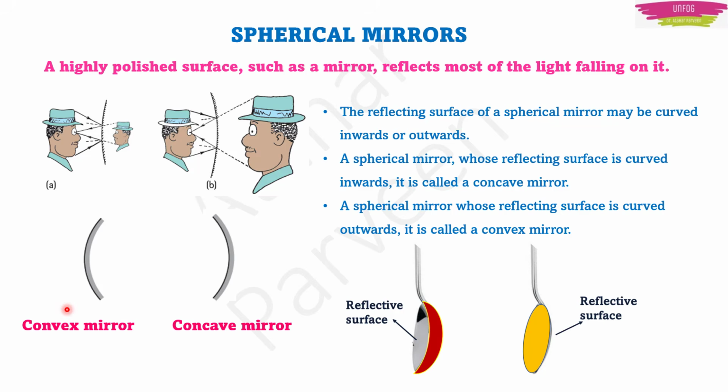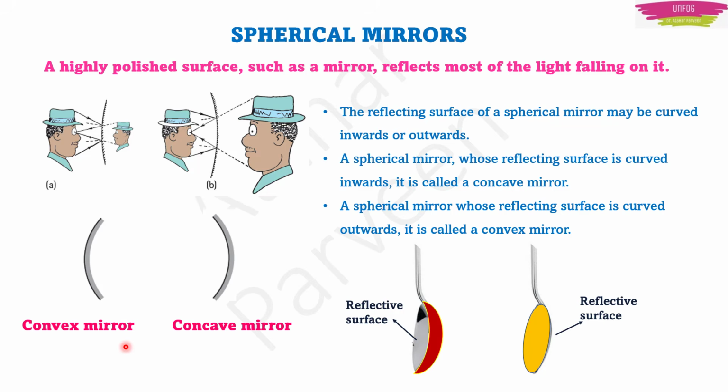Similarly, in a convex mirror, the polished surface is inside and the reflective surface is outside. Here the image formed is smaller than the object. The word we use is diminished. Smaller means diminished. Bigger means we use the word enlarged. Sometimes we also use the words highly enlarged. I hope I am clear on what concave and convex mirrors are.